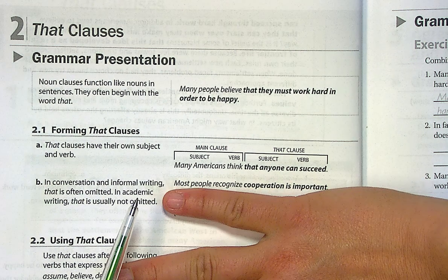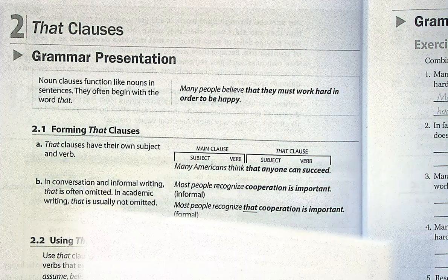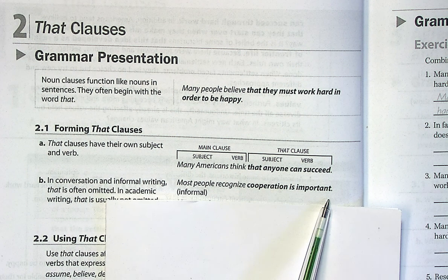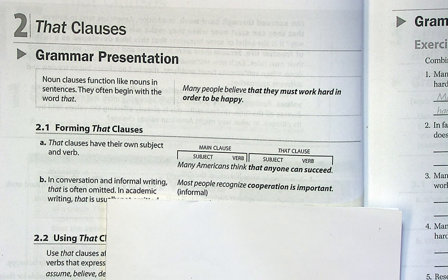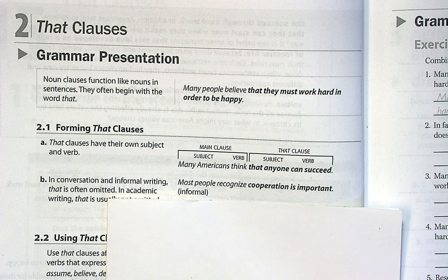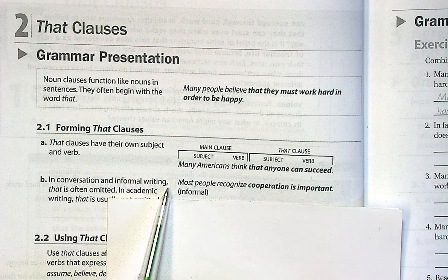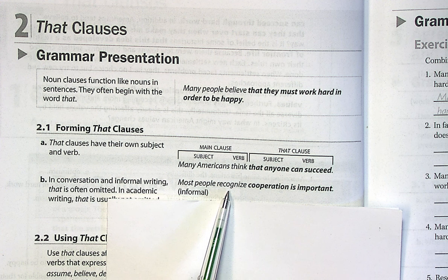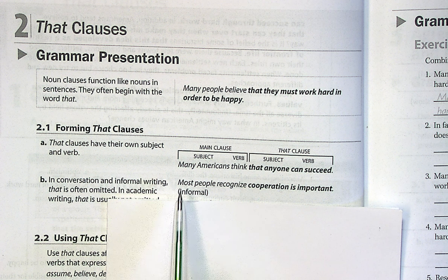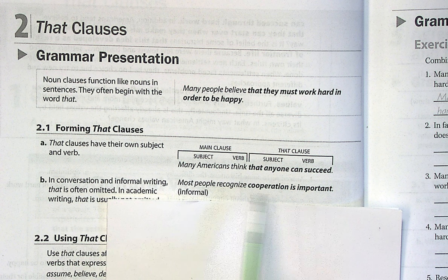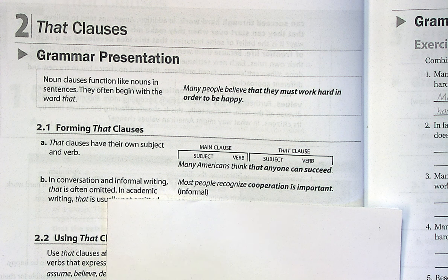If we look at our informal example, most people recognize cooperation is important. Informal. We often use this in our speaking. We removed the word that. It's there, but frequently in our speaking, most of the time we know that speaking is a little bit more lazy. The grammar rules are a little bit more relaxed. Most people recognize cooperation is important. But you will hear that we've got a little bit of a higher tone for the main clause, and it gets a little bit lower for the that clause. That sound change helps your listener understand that this is not a new sentence, but is part of the previous sentence.